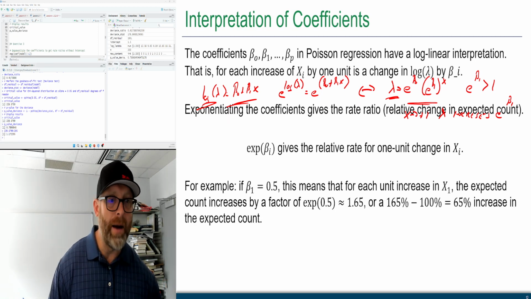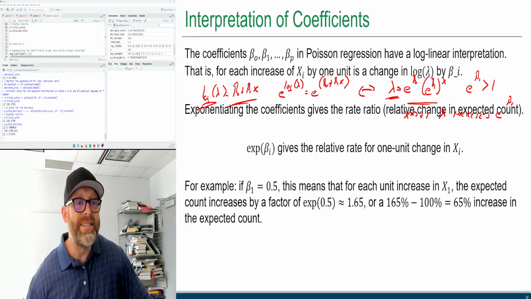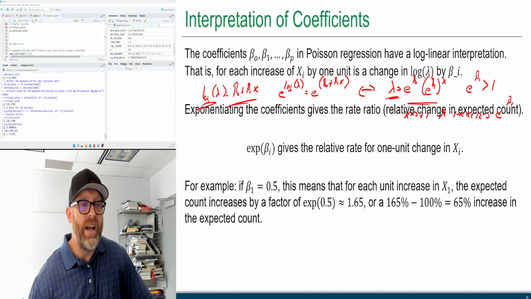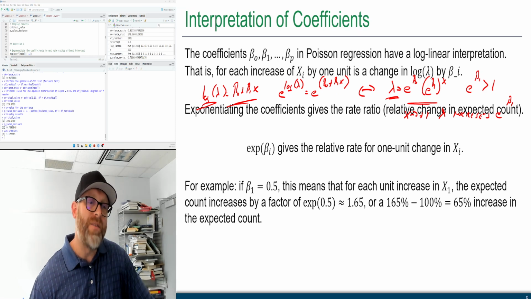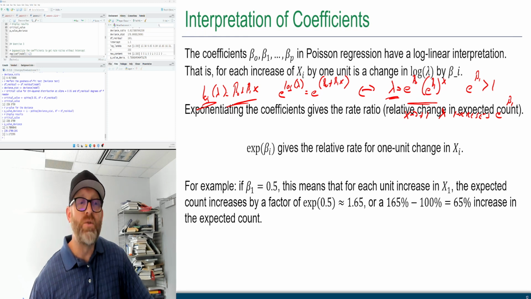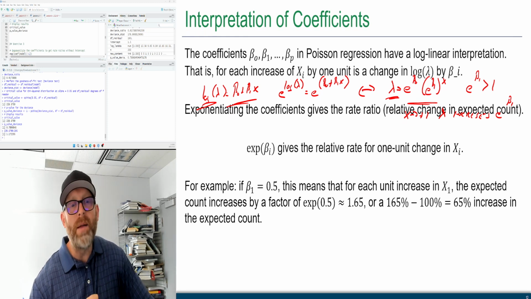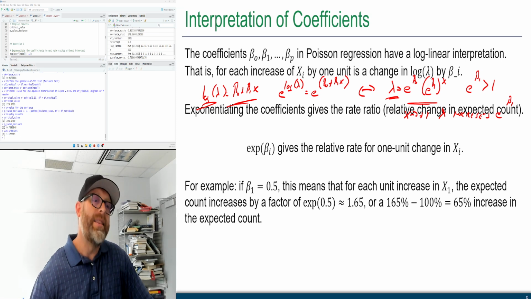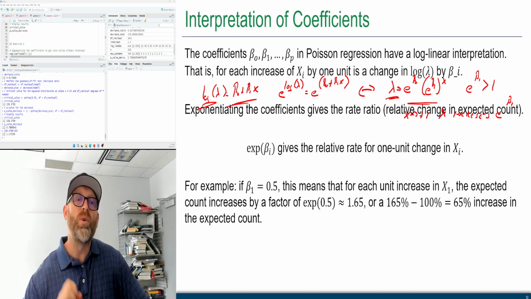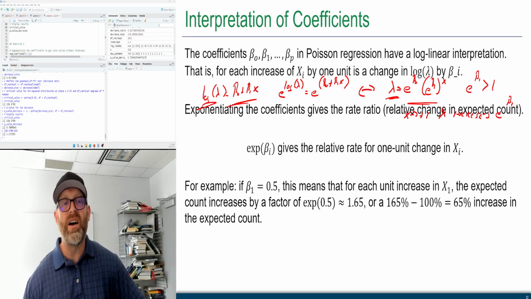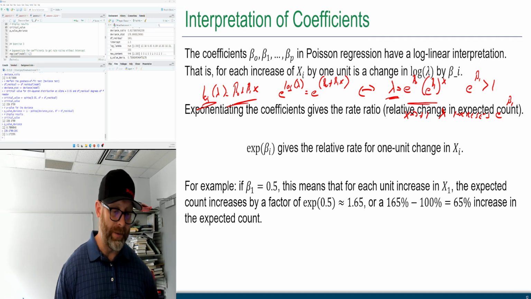And as I said here, if beta 1 is 0.5, this means that for each unit increase in x1, the expected count increases by a factor of e to the 0.5, which is 1.65. But again, what's the difference between that and 1? Because 1 is something that doesn't change. This is an increase by 0.65, or a 65% increase in the expected count, which is our lambda.